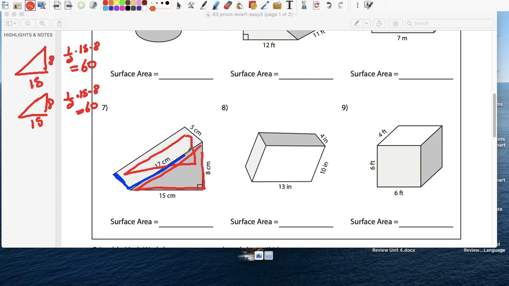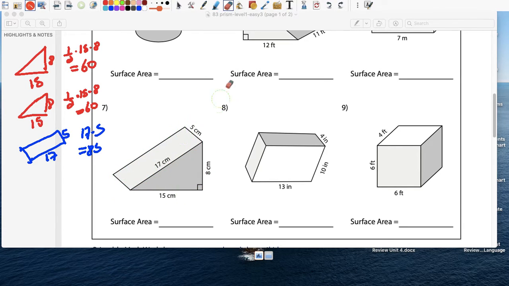This one in blue. This rectangle. This rectangle, this is 5, and going up, it looks like 17. So that rectangle, this is 5, and this looks like a 17. So it's 17 times 5, which is 85. Then we have, I'm going to erase this side, okay? Yeah, 17 is correct.